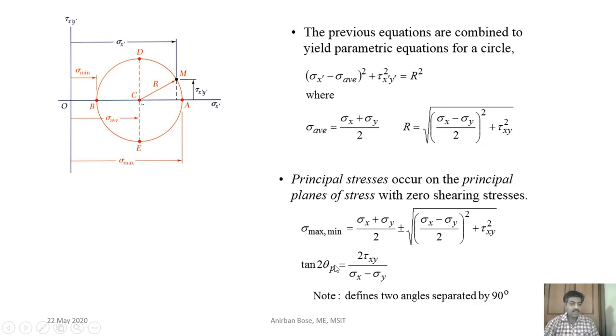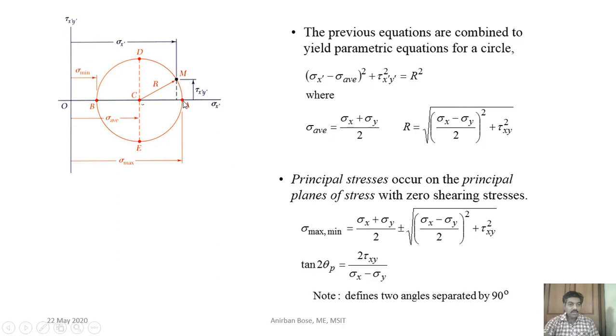That theta we can easily find by considering the maximum with respect to theta. If you differentiate and find the maximum, you will get this expression: tan of 2 theta p is equal to 2 tau xy by sigma x minus sigma y. So this is the expression by which it is possible to find the orientation of the principal plane with respect to the x-axis.